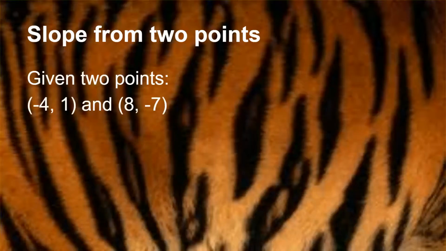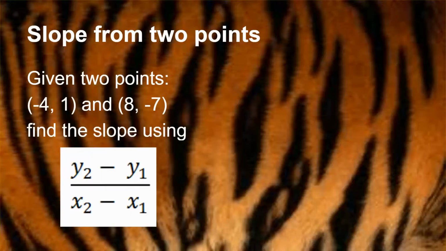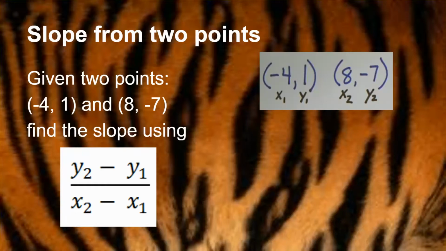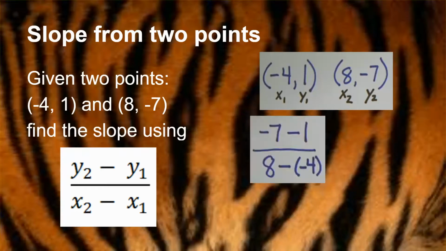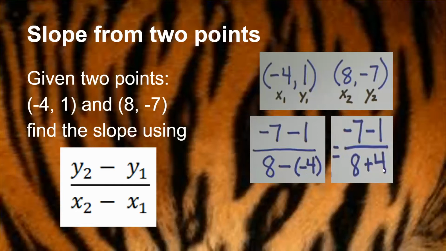Let's try it again. Given 2 points, -4 and 1 and 8 and -7, find the slope using that formula. Again, label them x1, y1, x2, y2, and then plug them into your formula. This one is a little bit different. You start with y2 is -7 minus y1, which is 1, over x2, which is 8, minus x1, which is -4. So notice there's a double negative in that bottom. We need to go ahead and change that to a plus. So now it's -7 minus 1 over 8 plus 4.